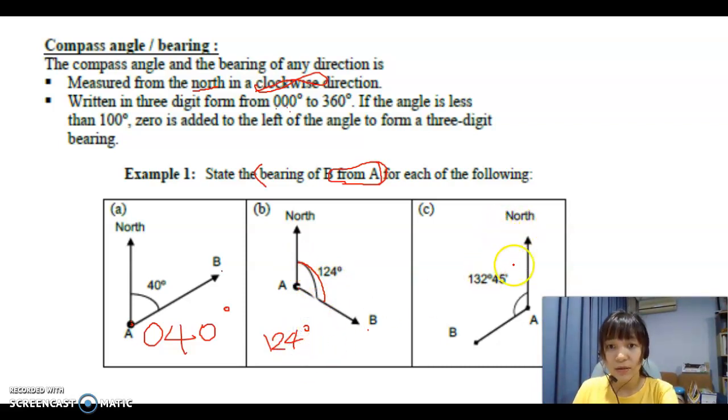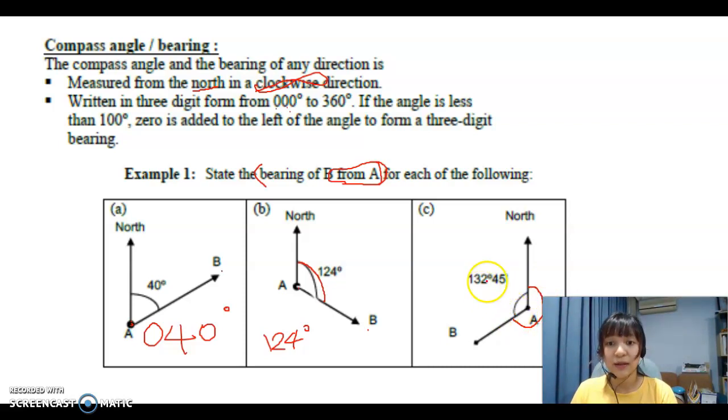Okay. Continue. C. You are still at A and you want to go to B. So what is the bearing? Remember, this might not necessarily be the answer, because you must always measure from your north line in a clockwise rotation. Clockwise is like this, right? It's not like this. So you start from here, 0 degrees, then you turn one cycle here. This is the bearing that you have to find.